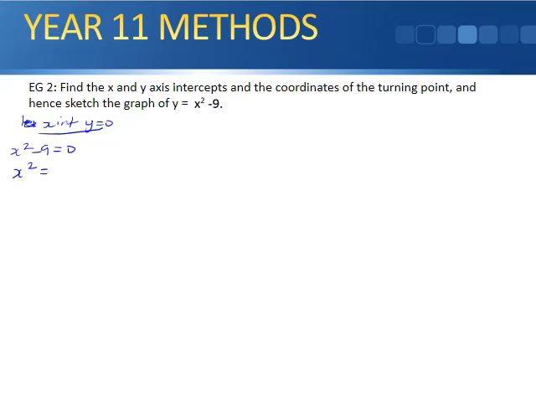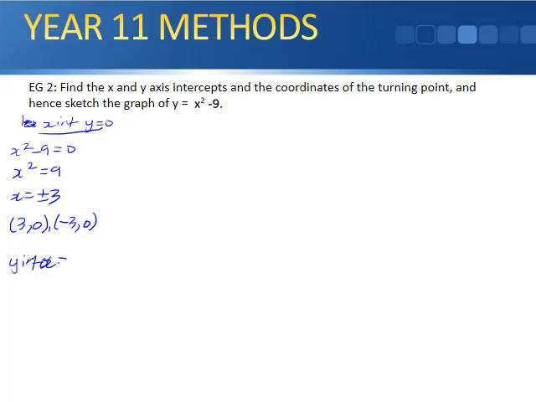x squared equals 9, so x will equal plus and minus 3 when I take the square root. So my first one is (3, 0) and my other one is (negative 3, 0). That's my x-intercepts. The y-intercept I'll do down here.